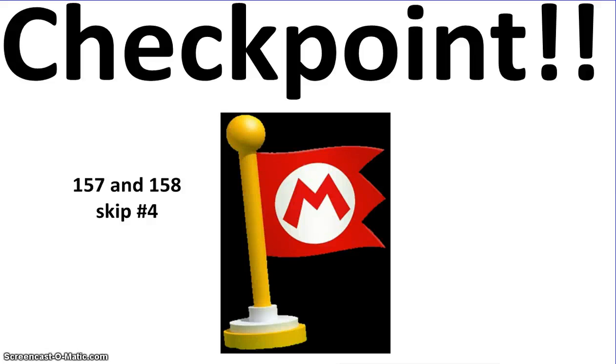Alright, so here we are at a checkpoint. So this is kind of that place when you're halfway through that Mario level and you tag the flag, and if something happens, you can start back at that point. Okay? So what we're going to do is we're going to pause here.